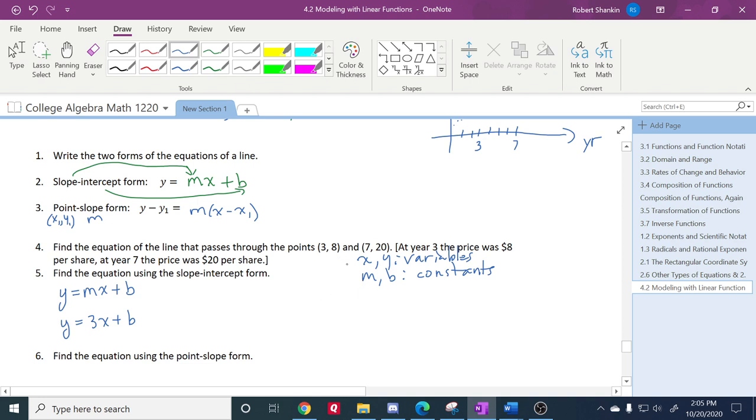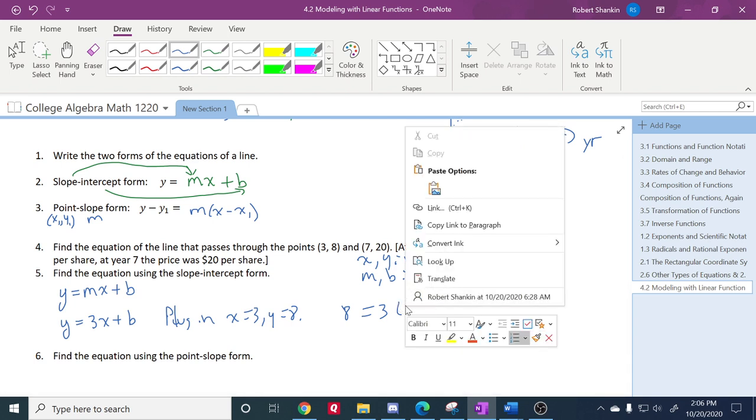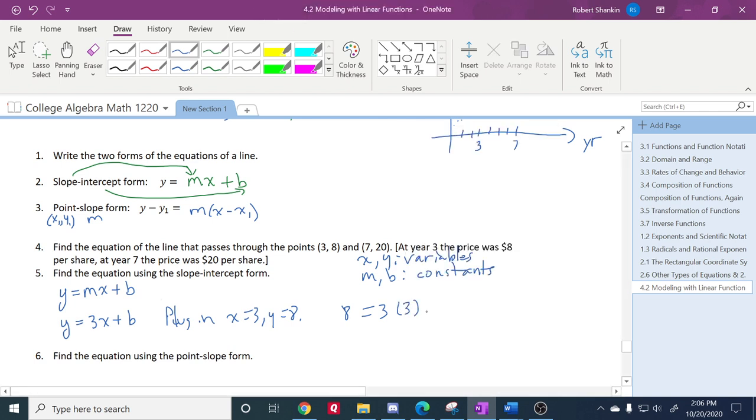Alright, so what we're going to do is take one point, and it doesn't matter which one we take, (3, 8) or (7, 20). Let's plug in x equals 3, y equals 8, because that's one possible instance. We could have also plugged in x equals 7 and y equals 20. If we do that, we're going to be able to figure out what b is. 8 equals 3 times 3 plus b.